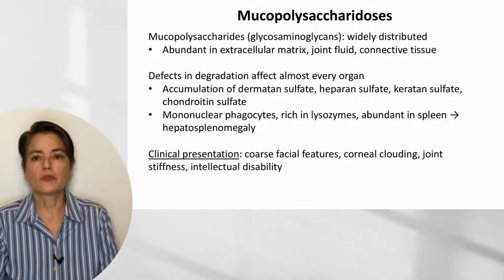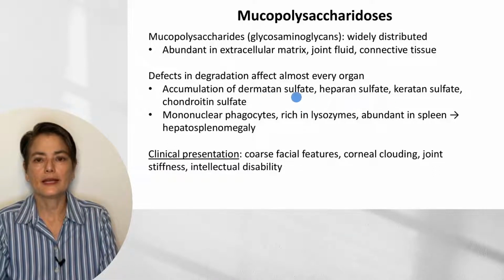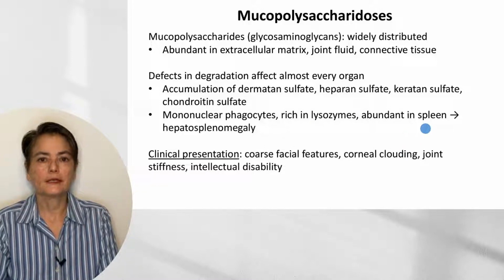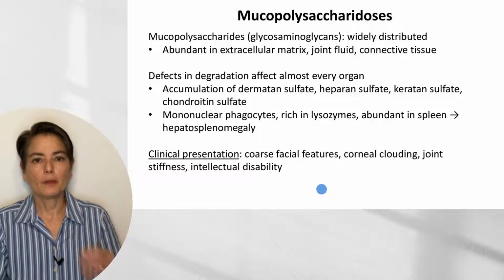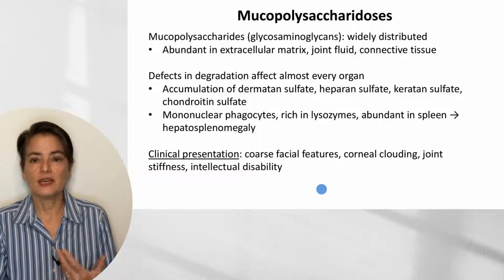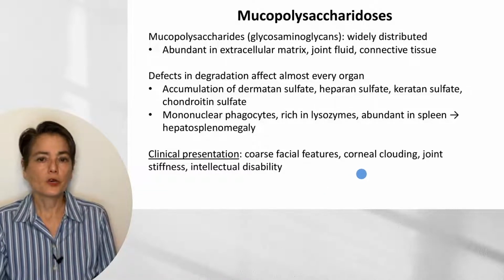We get accumulation of a variety of our glycosaminoglycans, which you can see here, and particularly, as I mentioned before, abundant in the spleen and liver, so our hepatosplenomegaly. And the clinical presentation is listed here. We tend to get coarse facial features because of the mucopolysaccharides that are in the skin and the soft tissue, corneal clouding, joint stiffness, and intellectual disability.